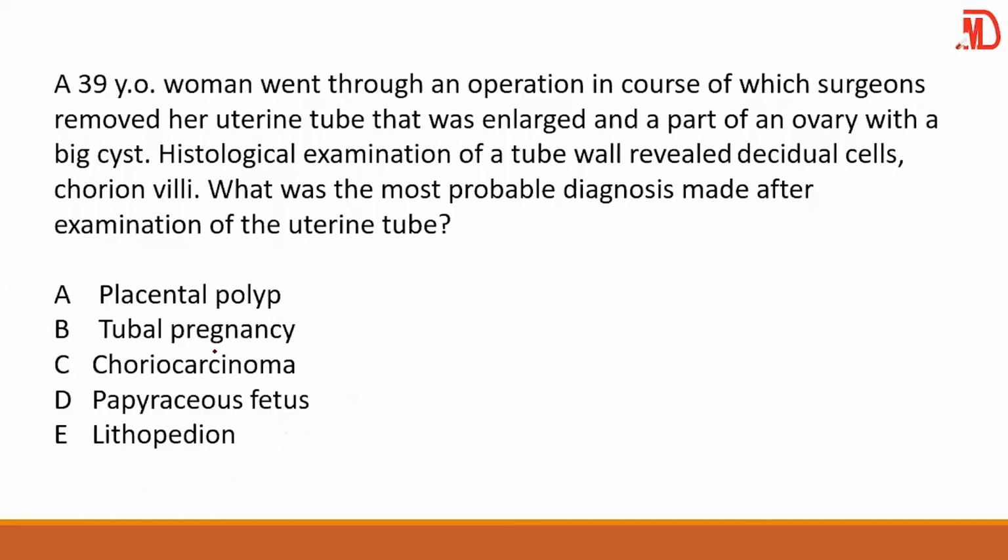A 39-year-old woman went through an operation in the course of which surgeons removed her uterine tube that was enlarged and a part of an ovary, with a big cyst. Histological examination of the tube wall revealed decidual cells. Sorry. And then the chorionic villi.